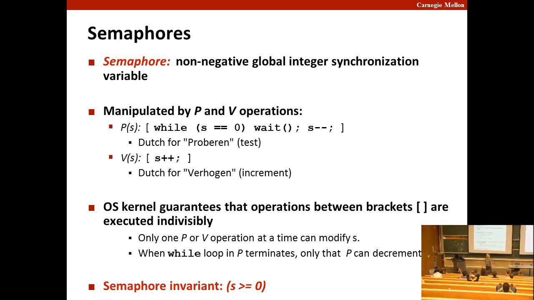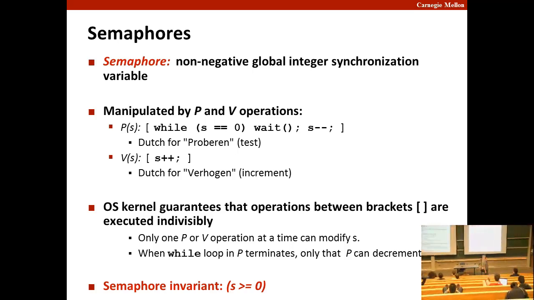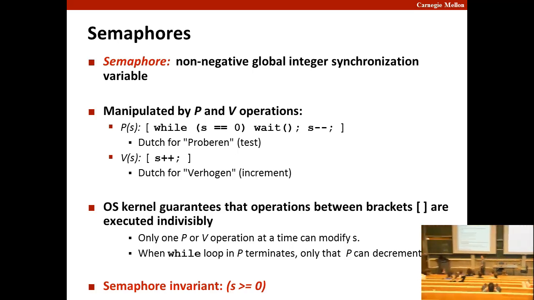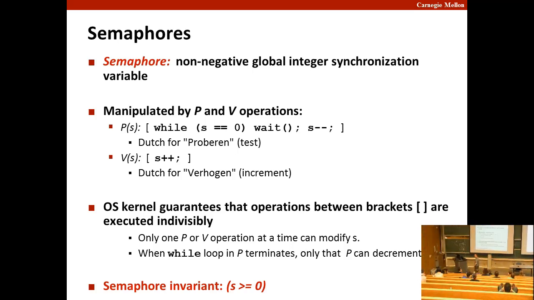Okay, so when I approach the bathroom, I call P. P does this. If there are available instances of the resource, the count goes down, and I proceed. Does that make sense? If I'm looking for a toilet and there's one available, the count of available toilets goes down, and I proceed, and I'm able to use the toilet. If there are none available, I block. Does that make sense?